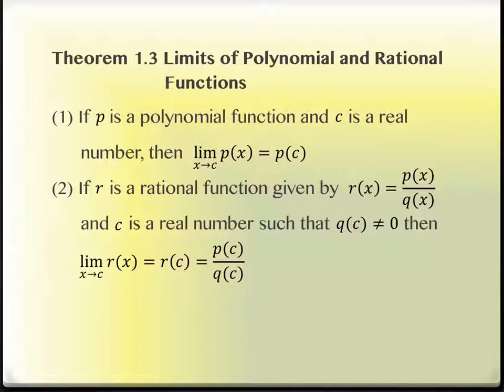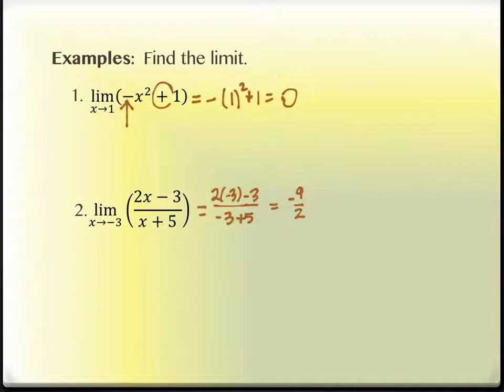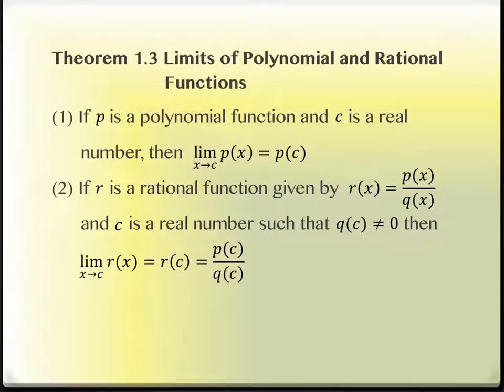Anytime you have a polynomial, then you can just evaluate it and plug it in. In fact, that's exactly what we did on number 1. That's a polynomial. Negative x squared plus 1 is a polynomial, and I just plugged the number in. And it works for all polynomials. And because polynomials don't have denominators, again, that makes sense, right? I'm not going to get a 0 in a denominator problem for doing that.